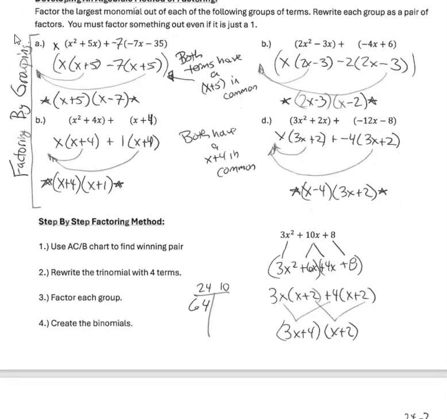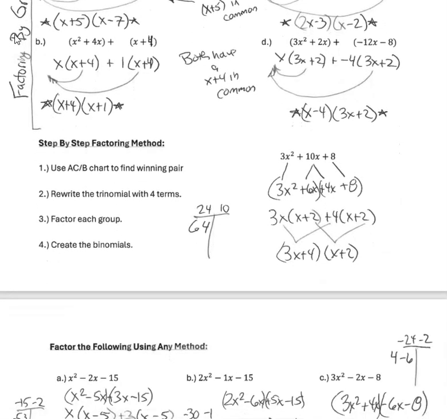Let's take a look at the step-by-step factoring method. When you look at this, the first thing you need to do is get your trinomial, figure out what your a, b, and c are, and make your ACB chart. In this case, a times c is 24, 3 times 8, and your b is 10. You have to find two numbers that multiply to get you 24 and add to get you 10. There are many numbers that multiply to get you 24, but only one pair that will also add to get you 10, and that is 6 and 4.